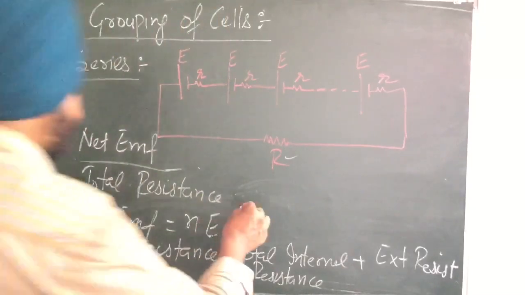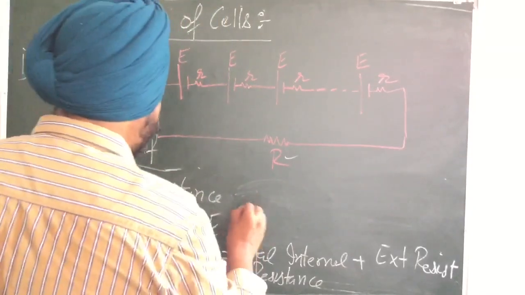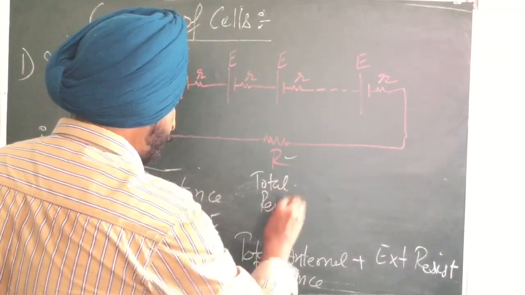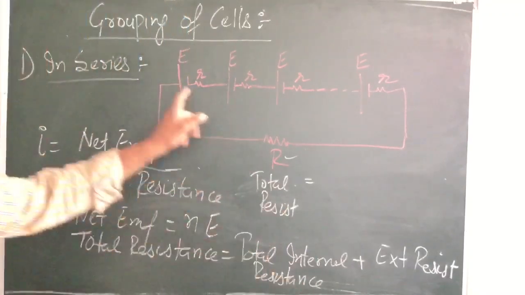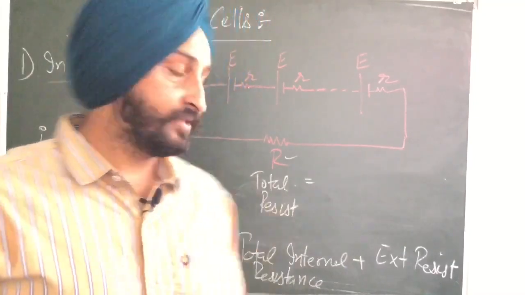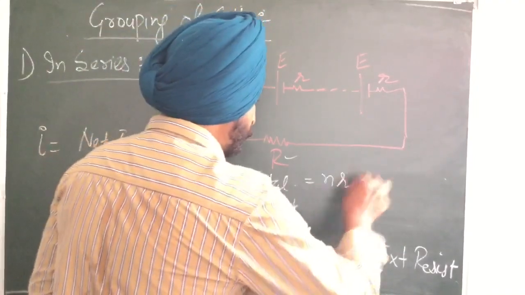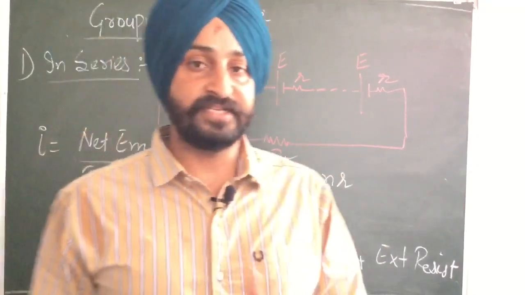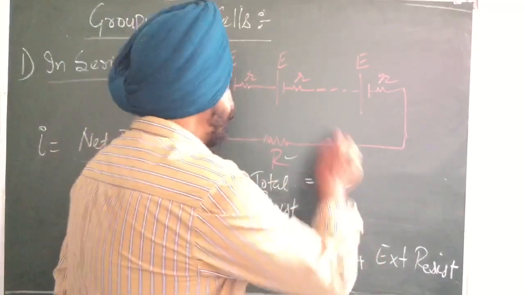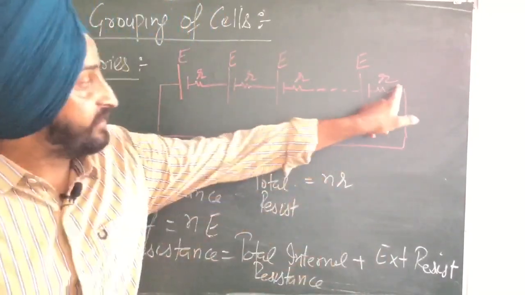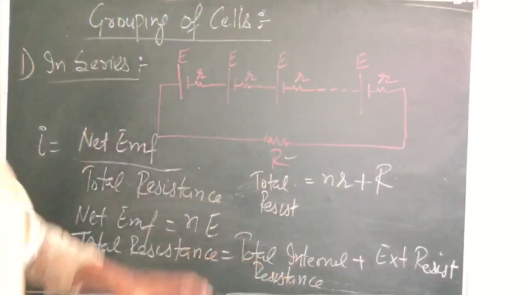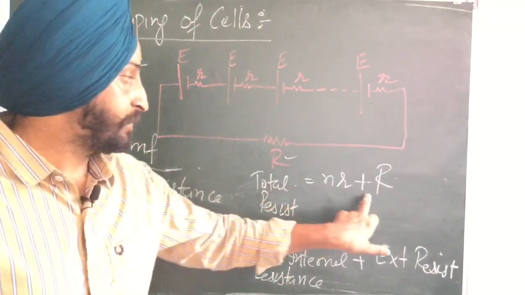So what is total internal resistance? I would be writing total resistance. It will be equal to total internal resistance. There are n cells, each having internal resistance small r. So net internal resistance would be equal to n into small r, because in series the resistance gets added up. So n into small r is total internal resistance, and this total internal resistance is connected in series with this external resistance. So it will be added over here. So our total resistance for this circuit will be nr plus capital R.